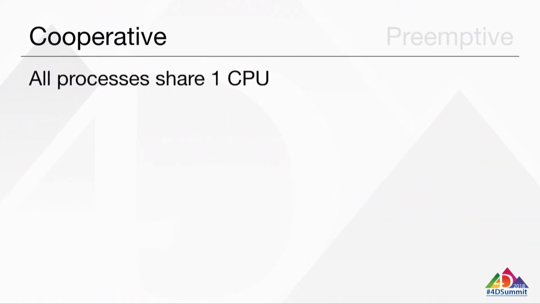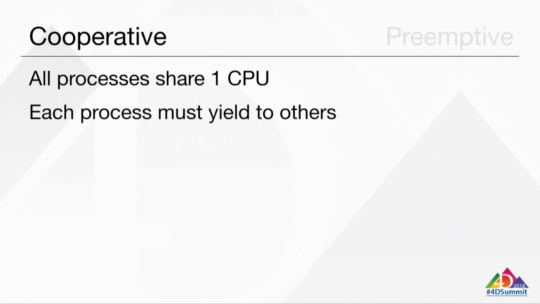Okay, so I want to start with something simple. I have both sides here, cooperative on the right, preemptive on the left. We'll go through them one by one. Now, cooperative process usually refers to all the processes that share within a single CPU. Basically, they work together, they're sharing resources. 4D can only allocate all of these processes to run within the CPU.